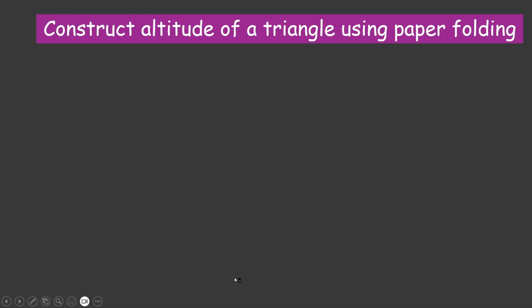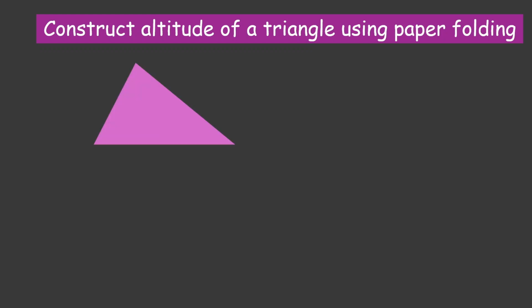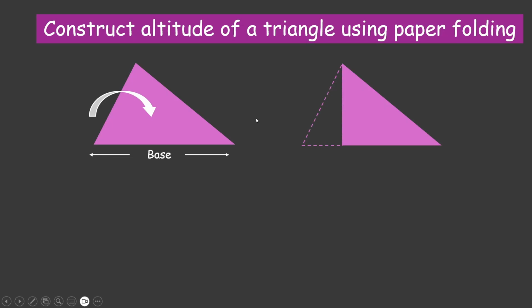Let us now construct altitude using paper folding. For this, we need a cutout piece of paper in the shape of a triangle. Now, if we consider this as the base, we fold the triangle in this direction, such that when we fold it, the crease lies exactly at this vertex. So we fold it like this.